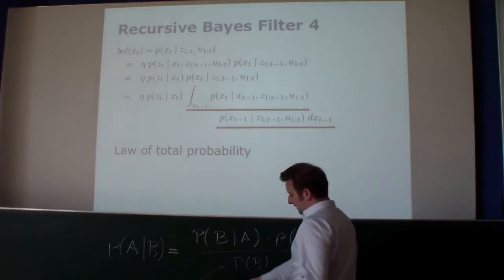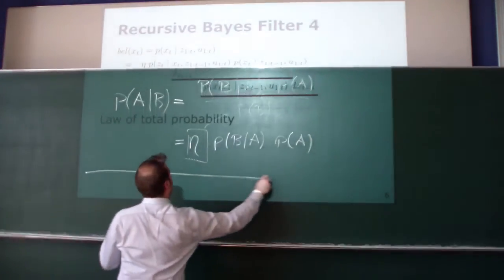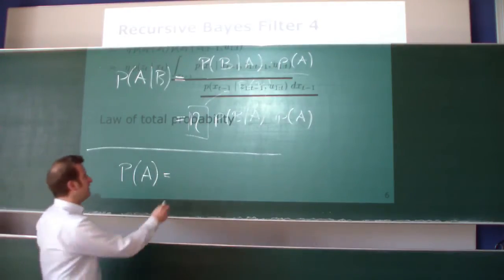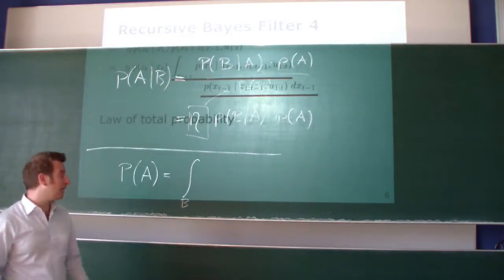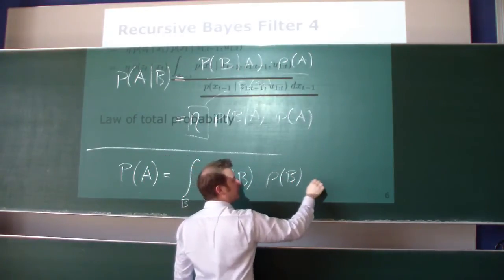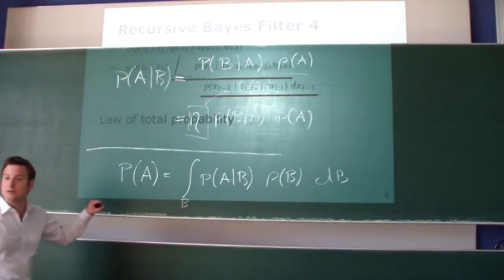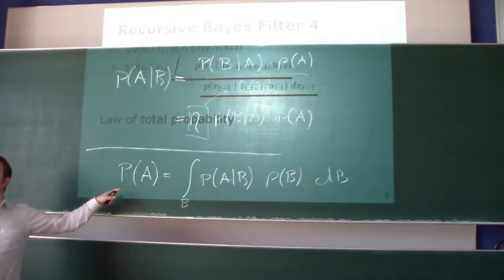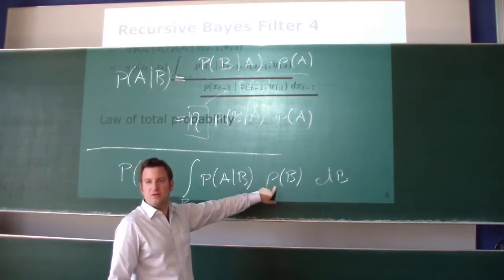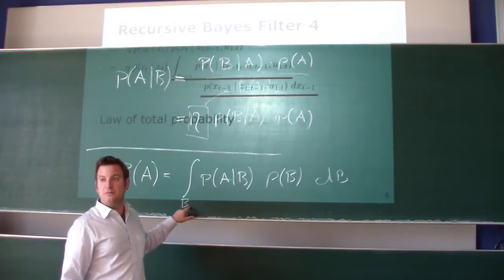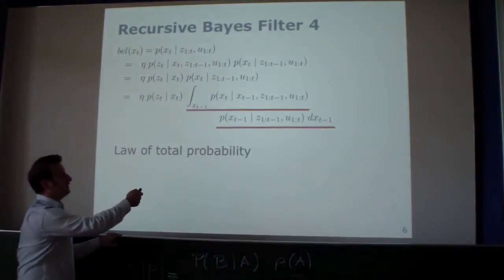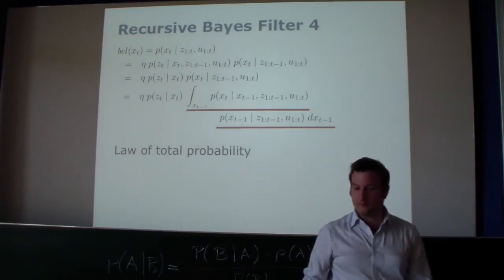The law of total probability tells us the following. Given we have P of A, this is exactly the same as integrating over all possible outcomes of B, P of A given B times the probability that this really occurs, P of B, dB. So you just say the probability that an event A occurs is the probability that A occurs given B, and the likelihood that B actually occurs, integrating over all possible outcomes of B. Just the standard application of the law of total probability. And if we do that, we end up with this long term over here.